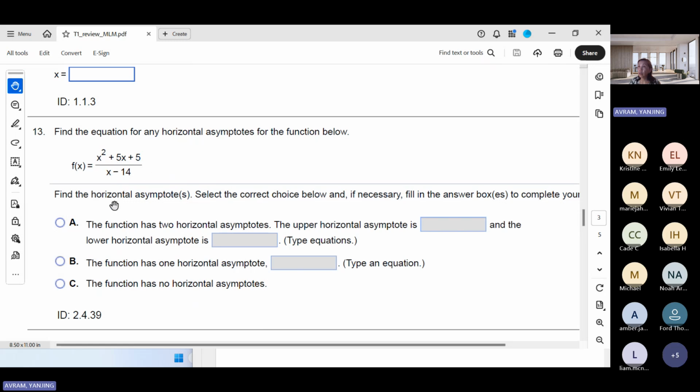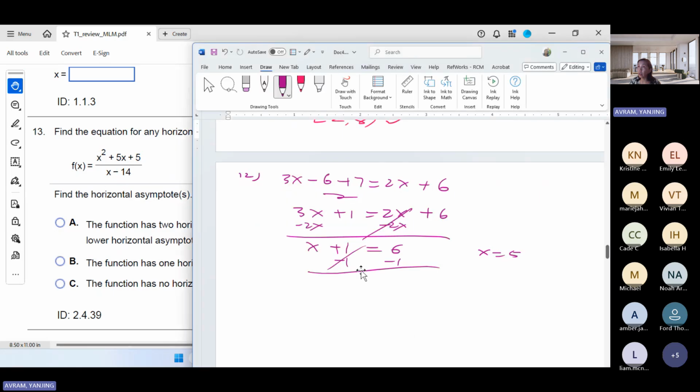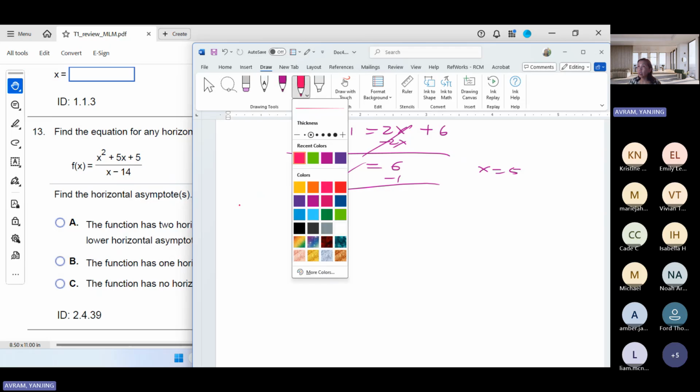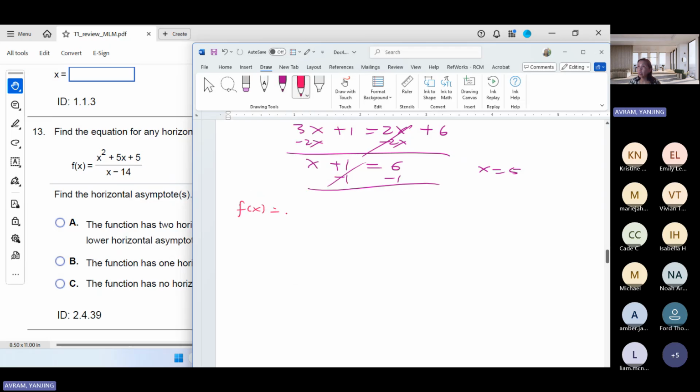First, if I want to find a horizontal asymptote, first, does this one have a vertical asymptote? The answer will be yes. This is called a rational function. Okay, so a rational function means you're going to have different pieces. So this rational function here, f of x.